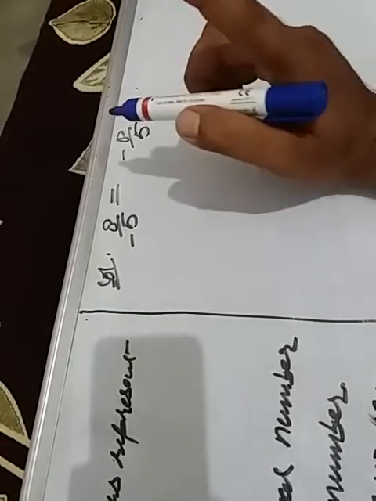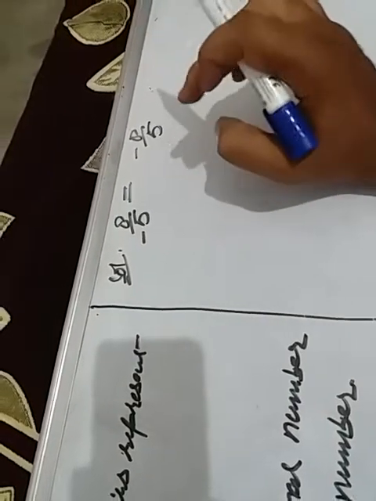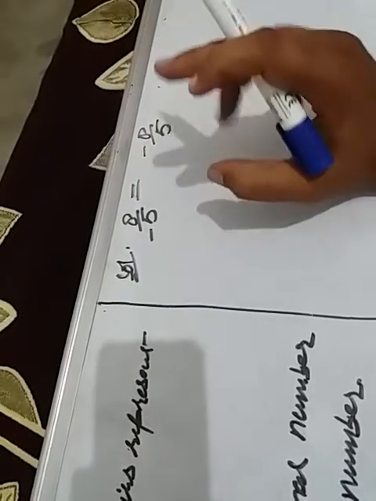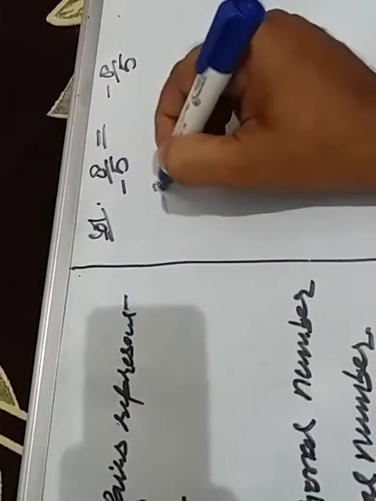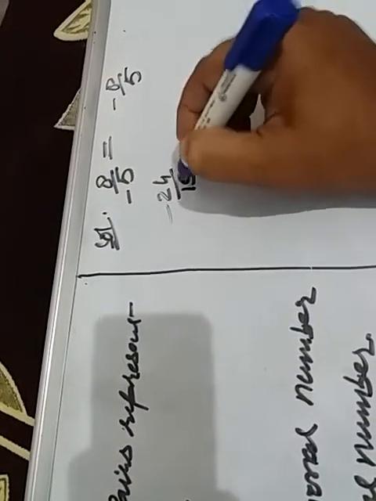Relatively co-prime means there is only one common factor between the two numbers, that is, the HCF of numerator and denominator is 1. That's why they are known as co-prime numbers. Similarly, the second rational number is minus 24 upon 15. What is its value?